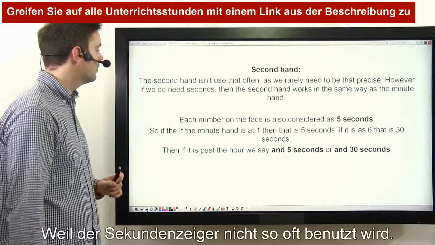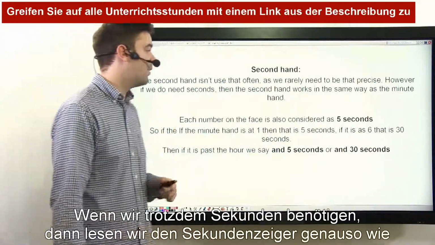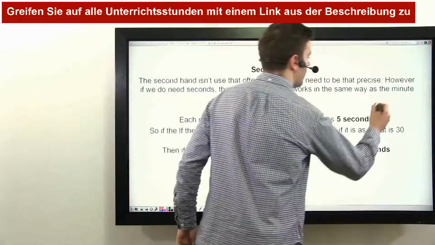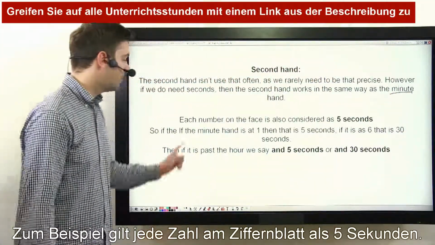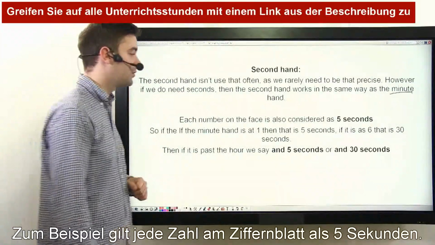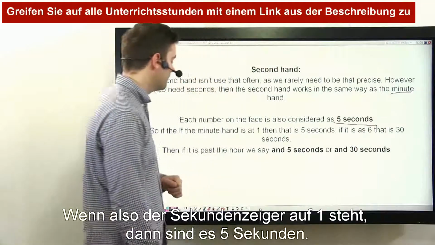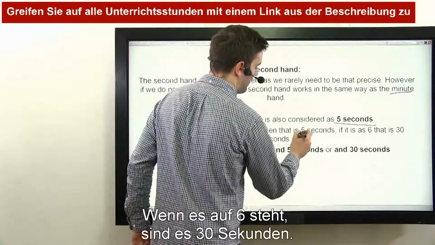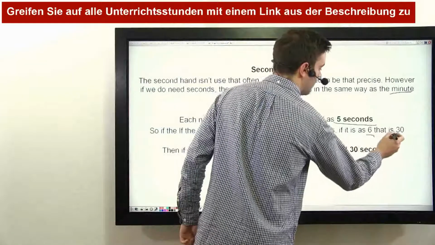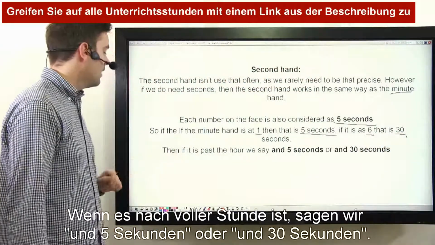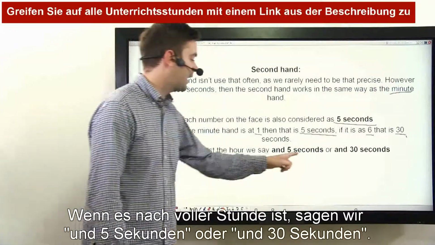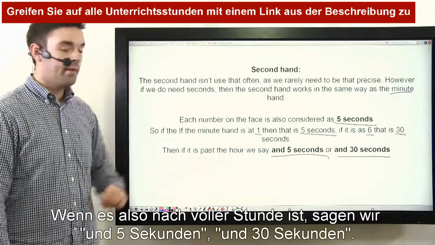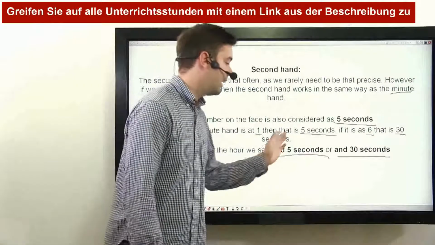With the second hand, we need to be careful, because the second hand isn't used that often. However, if we do need seconds, then the second hand works the same way as the minute hand. Each number on the face is also considered 5 seconds. So, if the second hand is at 1, then that is 5 seconds. If it's at 6, then it's 30 seconds. Then, if it is past the hour, we say 5 seconds and 30 seconds.